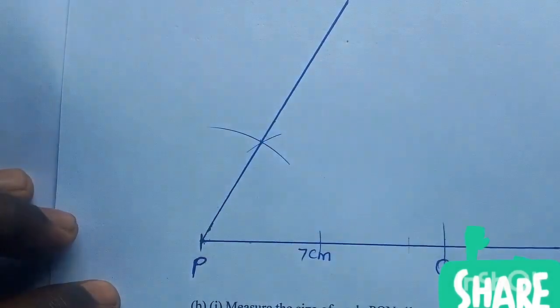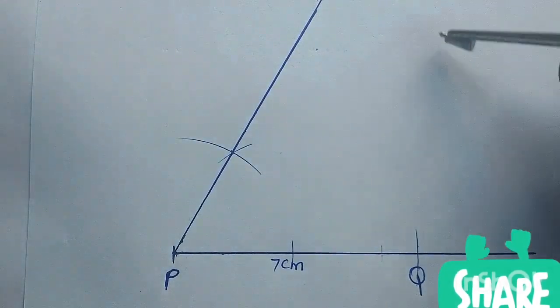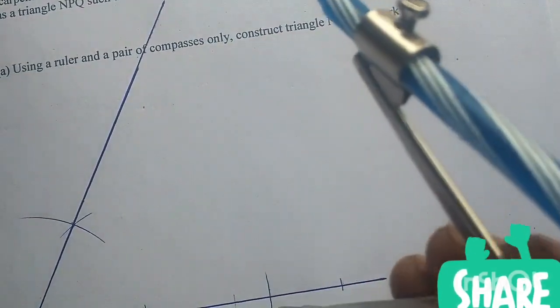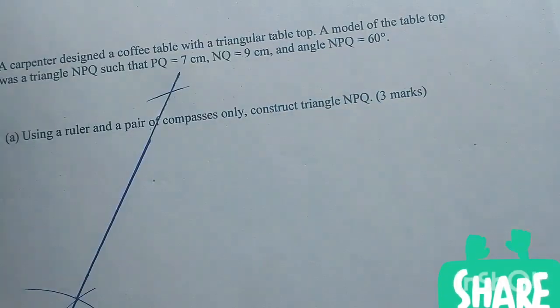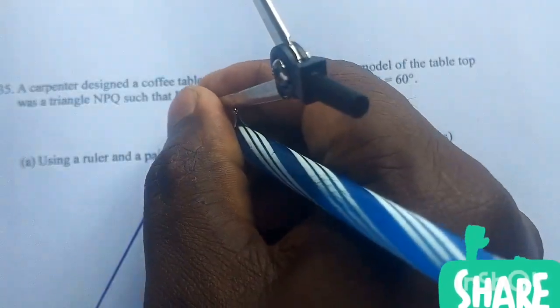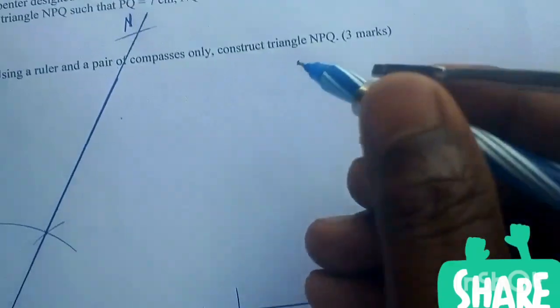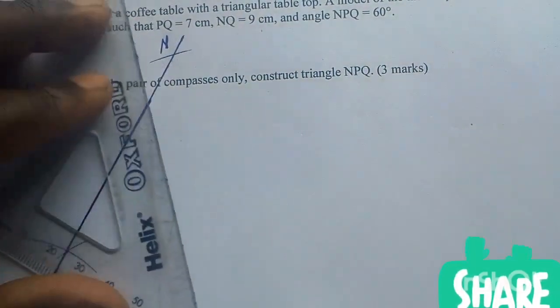Now from there we know that NQ is equal to 9 centimeters. So measure 9 centimeters and stand at Q. Mark where you meet the line from P. That is where our point N is. So that now NQ is 9 centimeters. Join N and Q.